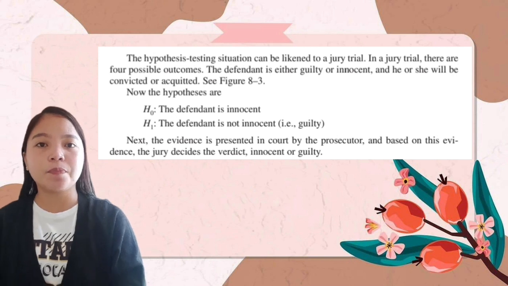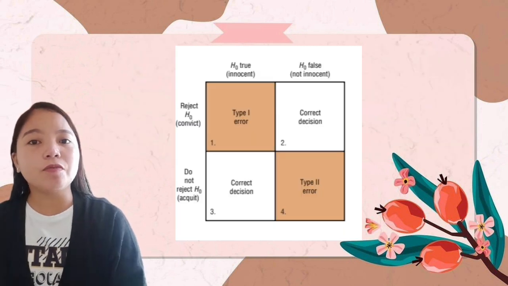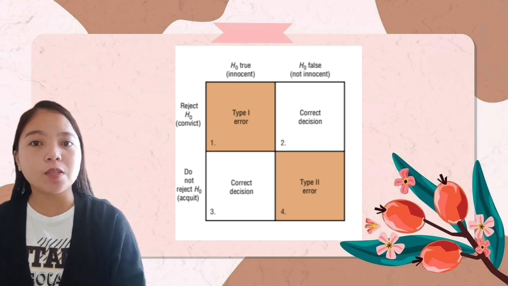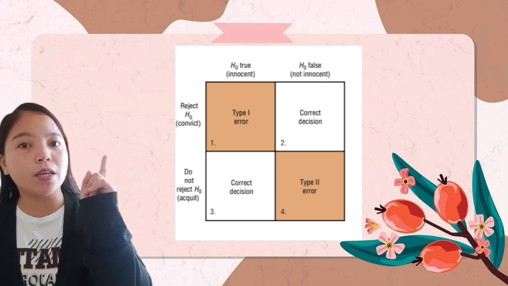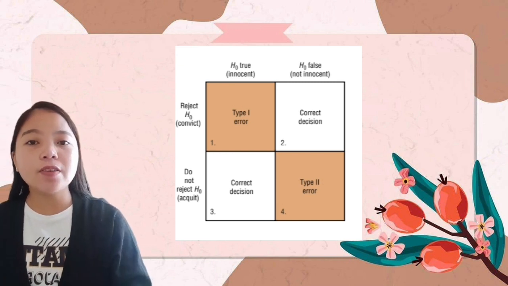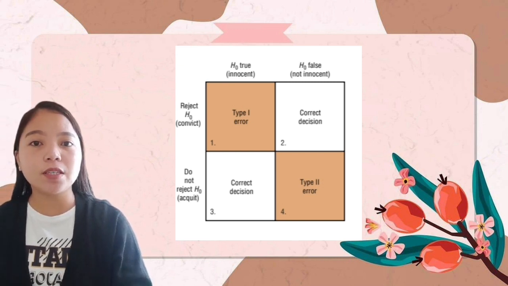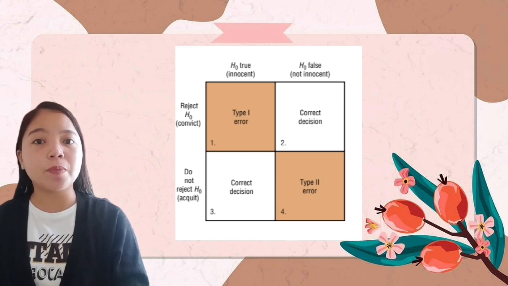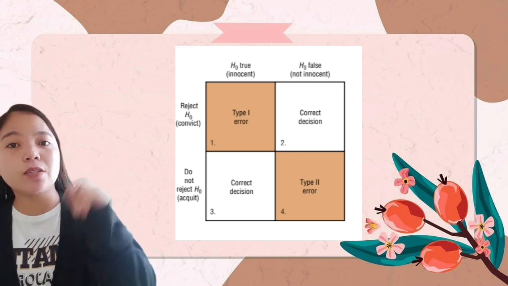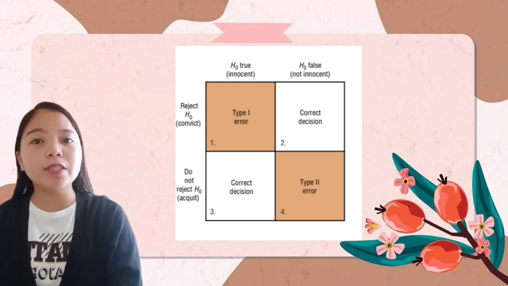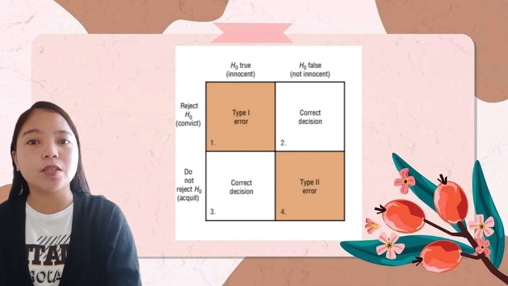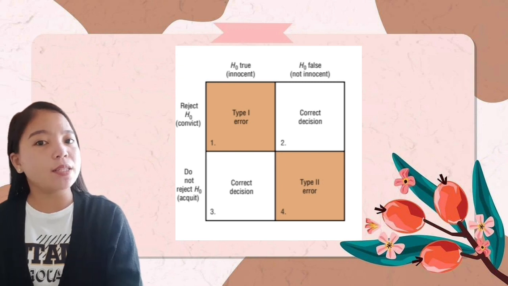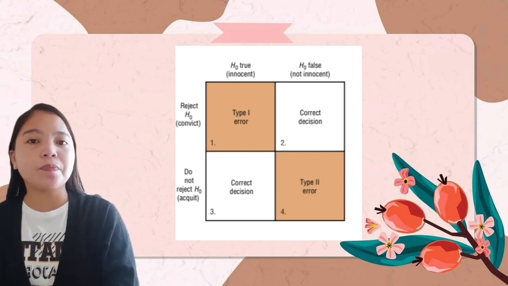If the defendant is convicted but he or she did not commit the crime, then a type 1 error has been committed. It is seen in block 1, the first block. On the other hand, if the defendant is convicted and he or she has committed the crime, then a correct decision has been made. It is seen in block 2. If the defendant is acquitted and he or she did not commit the crime, a correct decision has been made by the jury. It is seen in block 3.